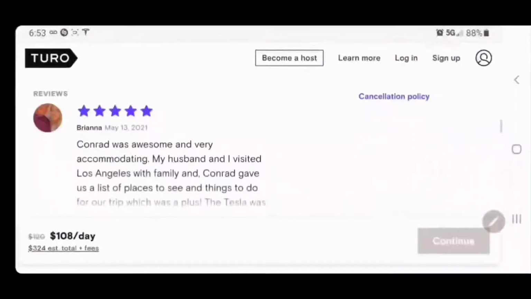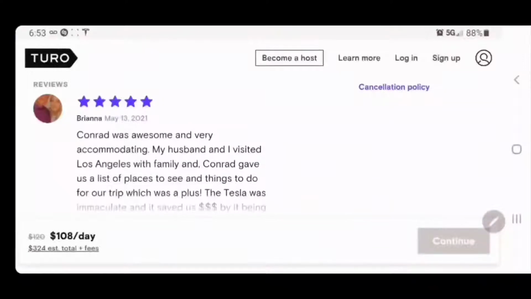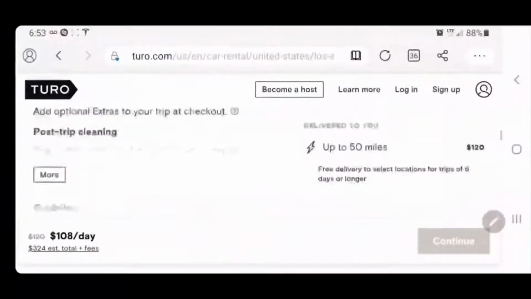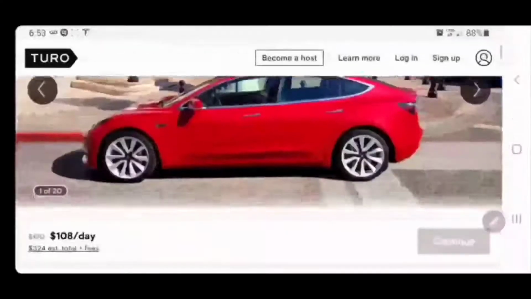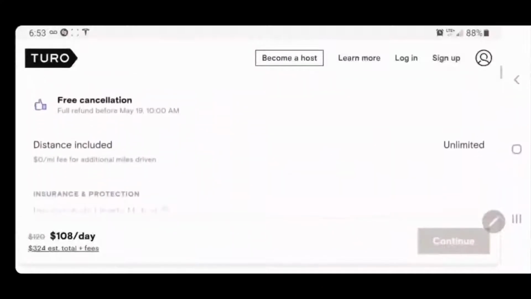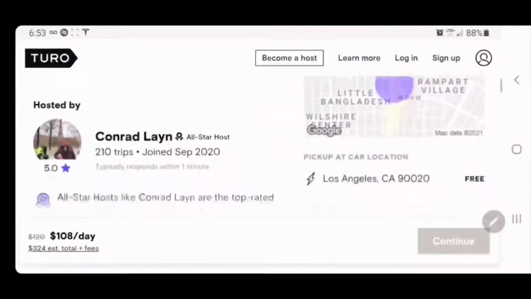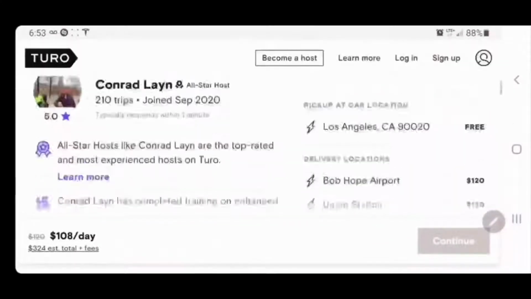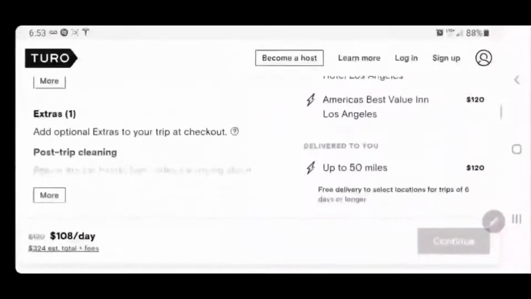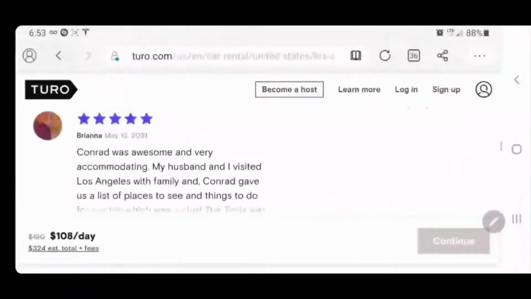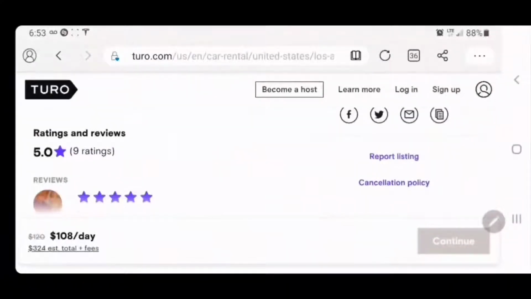So this is one. You'll calculate this, C1, where this comment shows Brianna. You calculate that. And remember, I'm charging $120 per day for this. Go down, and there's 9 ratings. So that means there's been 10 trips.